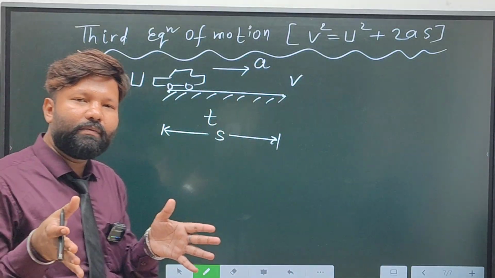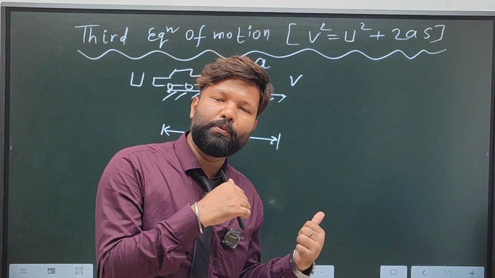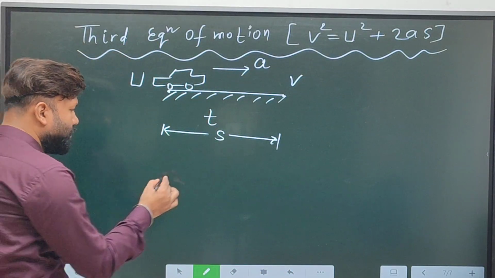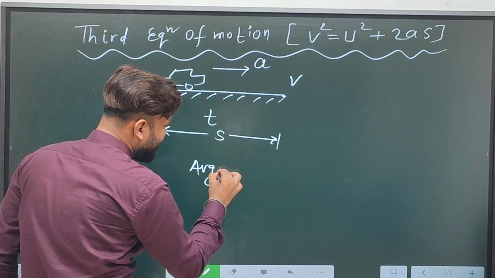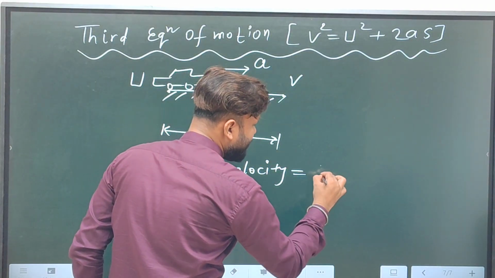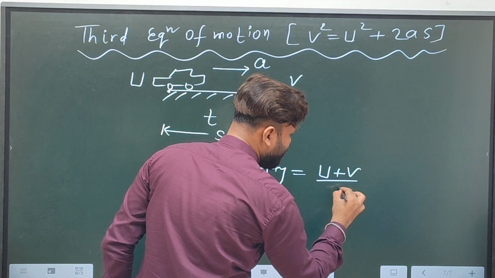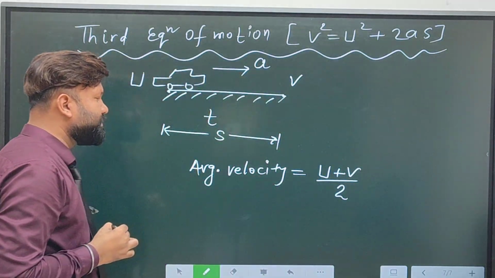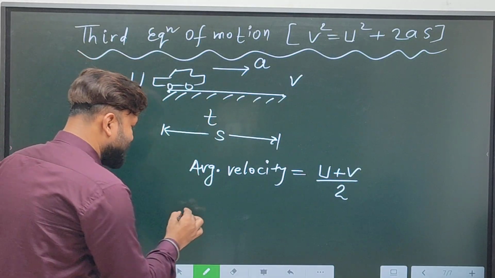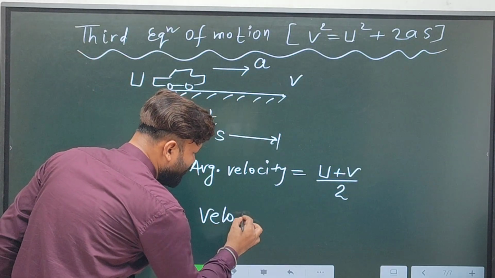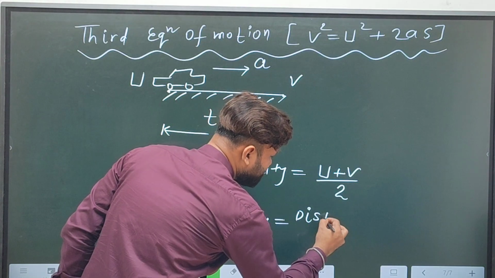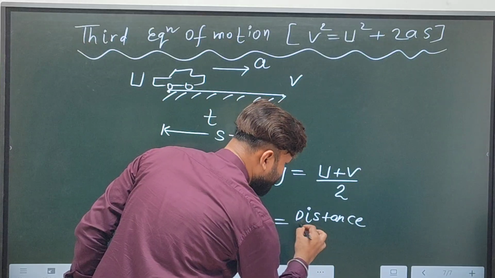Same process we will use whatever we have used while proving the second equation of motion. So as we know, average velocity, that is u plus v by 2, students. U plus v by 2, u is initial velocity, v is final velocity. Now as we know, velocity is equal to distance by time. One more formula we are doing, distance by time.